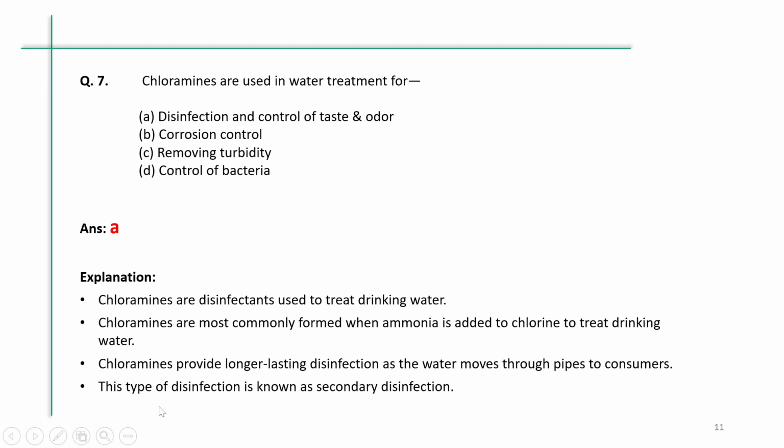This chloramine provides longer lasting disinfection also, as the water moves through pipes to consumers. This type of disinfection is known as secondary disinfection. So basically how it works, this is the chloramine structure, like NH3 is the amine. Chloramine means some N-H bond will be substituted by chlorine, an N-Cl bond.